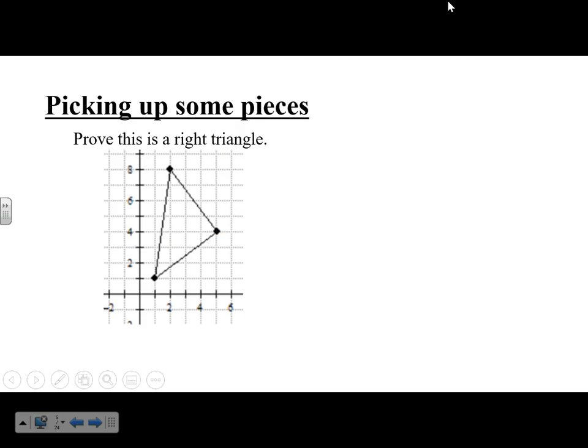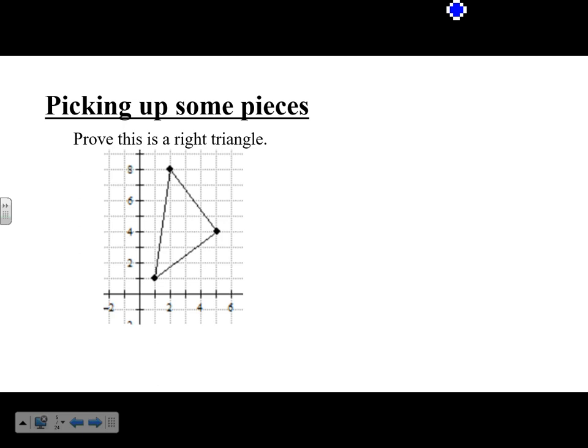And the last one, prove that this is a right triangle. So this is on coordinate geometry, and there is a question like this on your test, I assure you. Now, there's several different ways to do this. The hardest way is to use the distance formula and to find the distance of all these lengths and to make sure it works with the Pythagorean theorem.